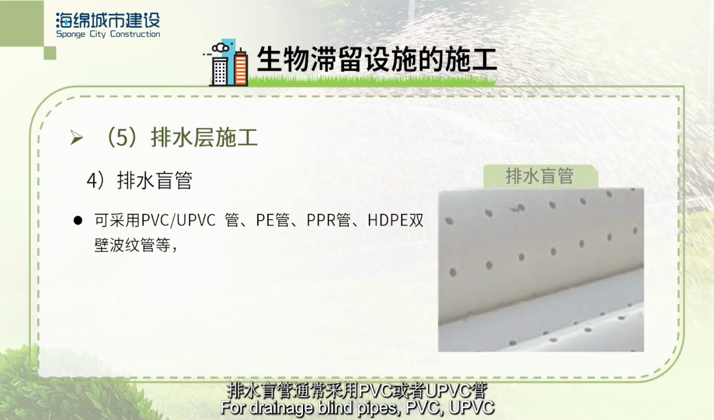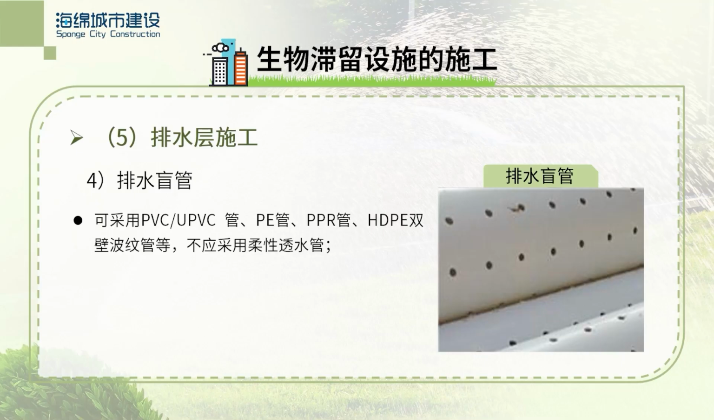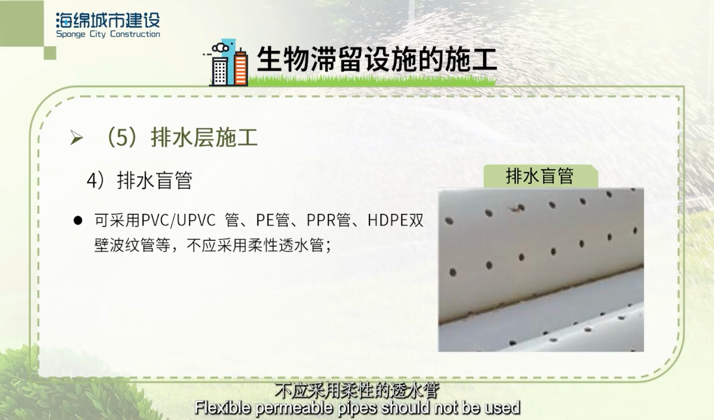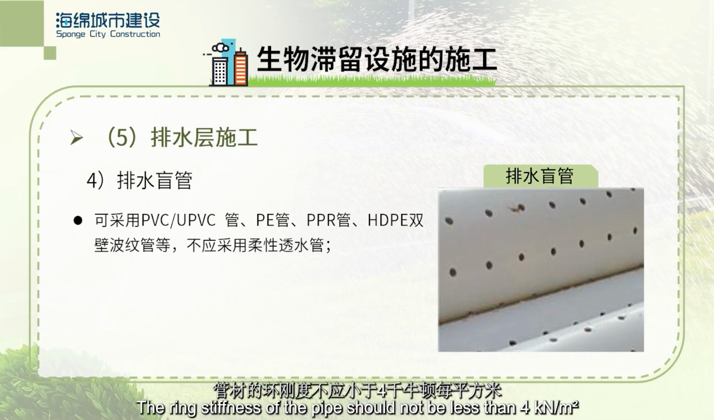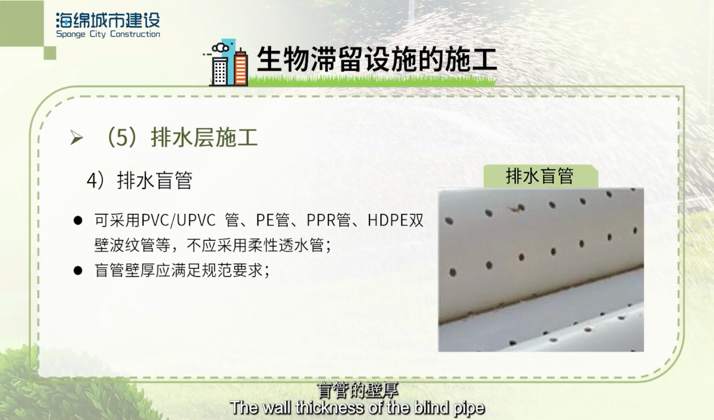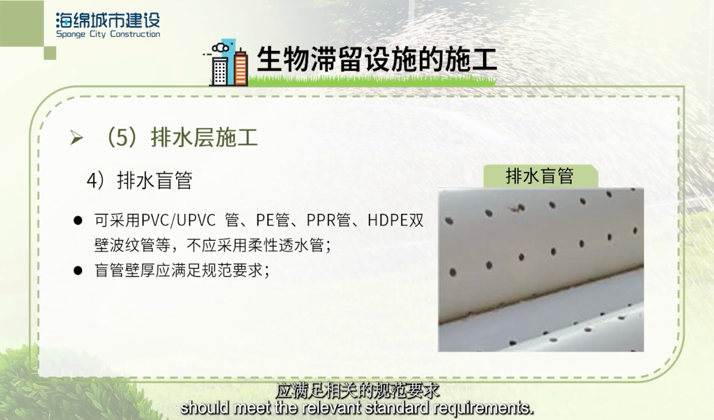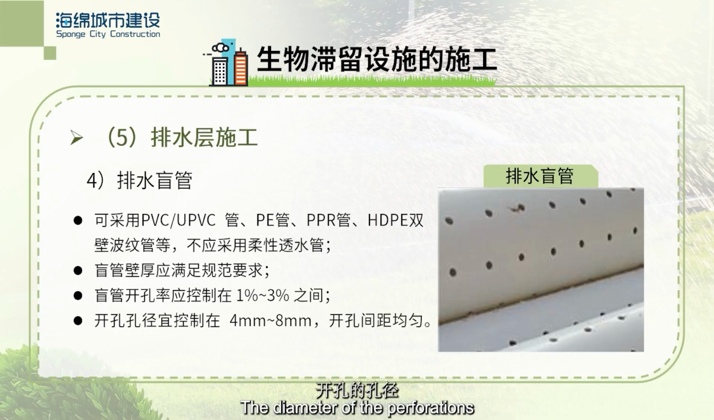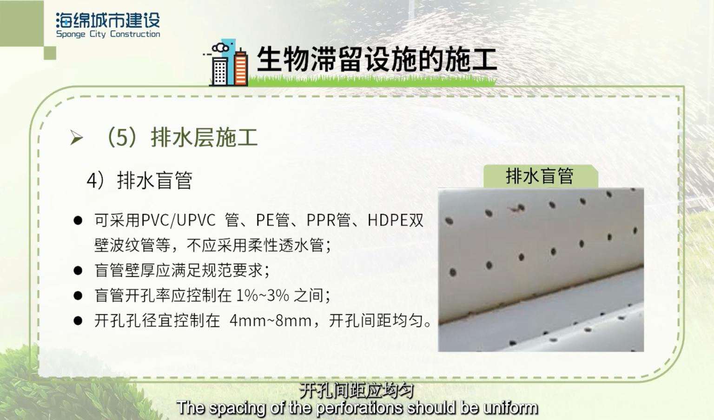For drainage blind pipes, PVC, UPVC, PA, PPR, or HDPE double-wall corrugated pipes can be used. Flexible permeable pipes should not be used. The ring stiffness of the pipe should not be less than 4 kilonewtons per square meter. The wall thickness of the blind pipe should meet the relevant standard requirements. The perforation rate of the drainage blind pipe should be controlled between 1% and 3%. The diameter of the perforations should be controlled between 4 and 8 millimeters. The spacing of the perforations should be uniform.